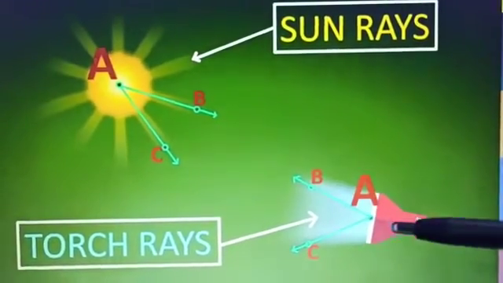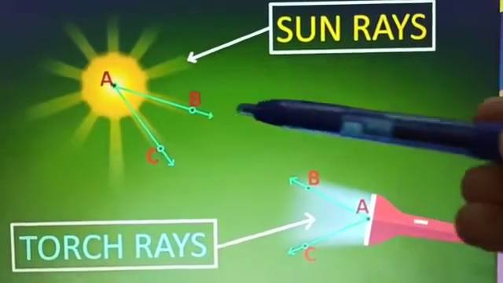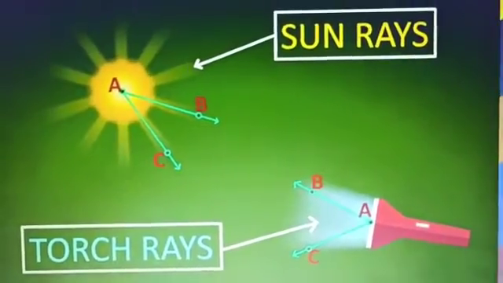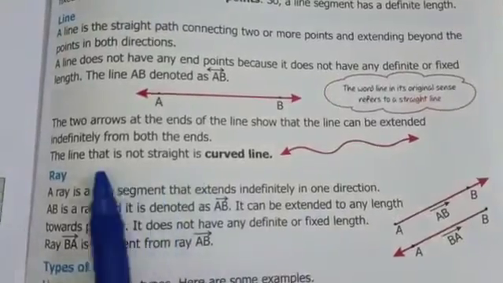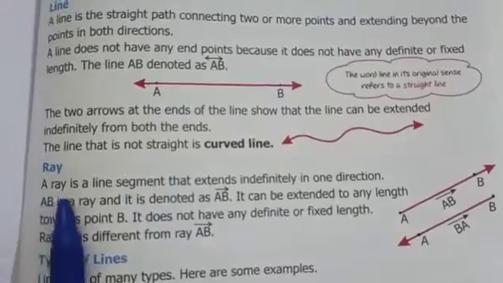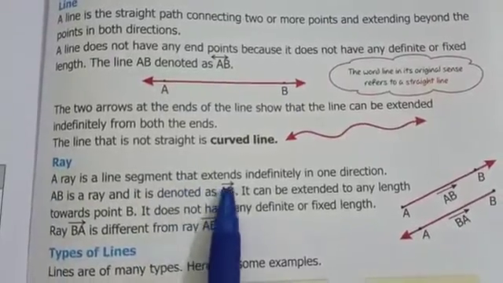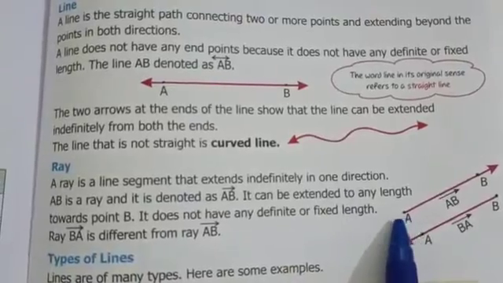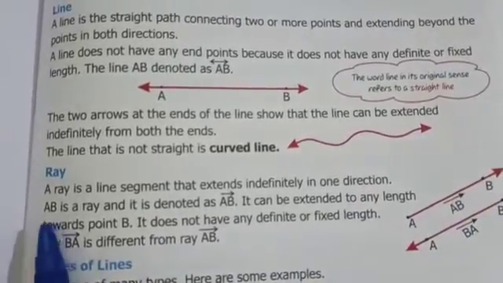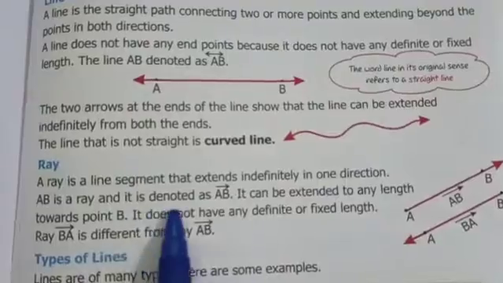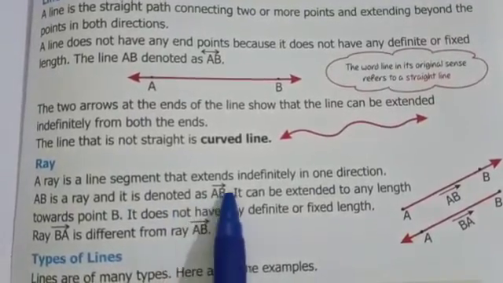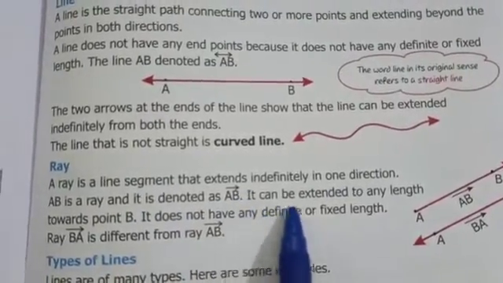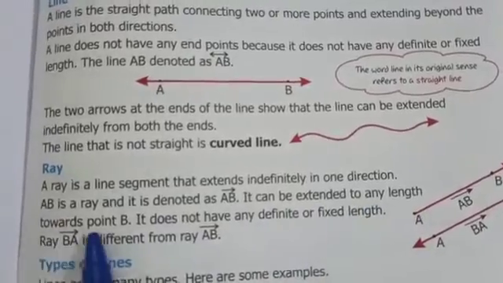AB, AC. Starting point is A and it can extend in any direction. Now see here, the definition of a ray is given in your book. A ray is a line segment that extends indefinitely in one direction. Okay, it has one starting point but it doesn't have any end point. AB is a ray and it is denoted by AB with a single-headed arrow. It can be extended to any length towards point B.